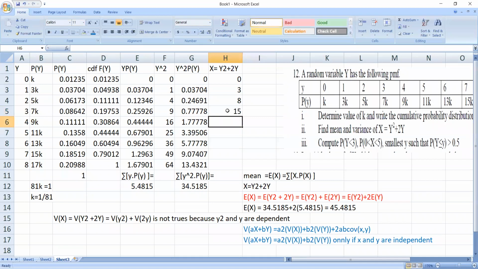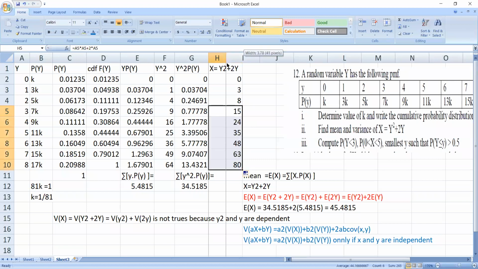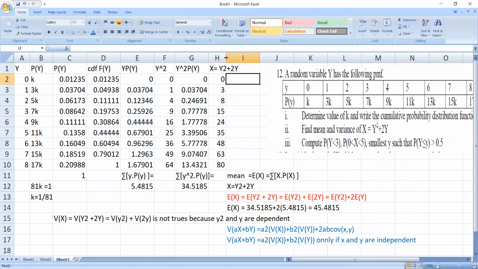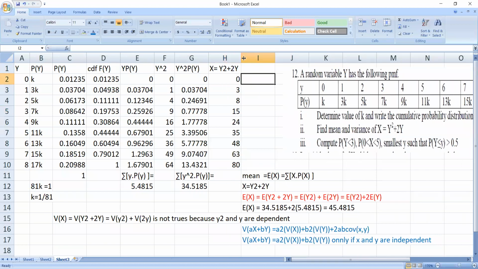So this is 15. When we do this, the probabilities remain the same because we are just obtaining the distribution of X. Next, you multiply X with Px. In this case Px and Py remain the same. So the mean can now be easily obtained.